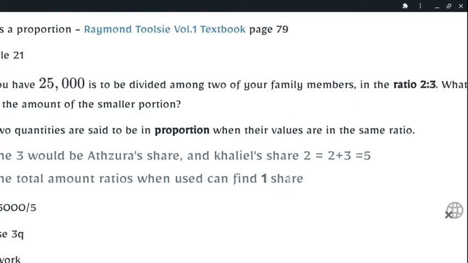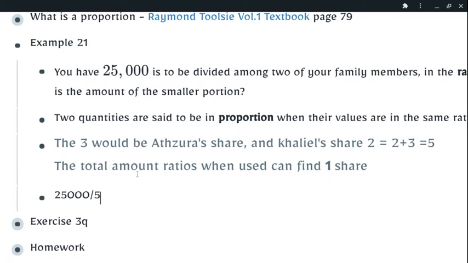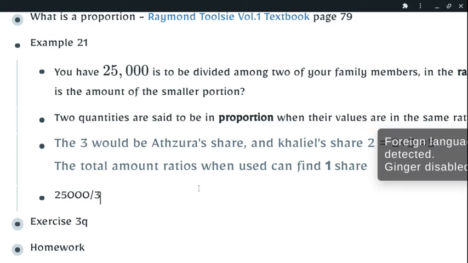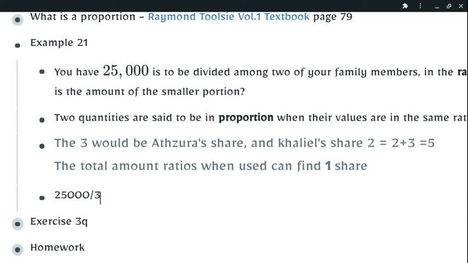1, correct? But how does it give you 1? All right, let me go back through it. 25,000 divided by 3 would technically give us one share, but it wouldn't tell us how much would have been Khalil's share. So in order to know exactly whose value is which, you need to divide by the total amount of shares, right? And that would have given you how much?